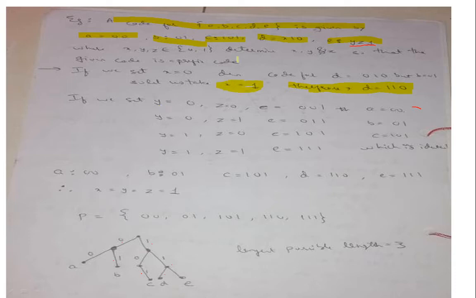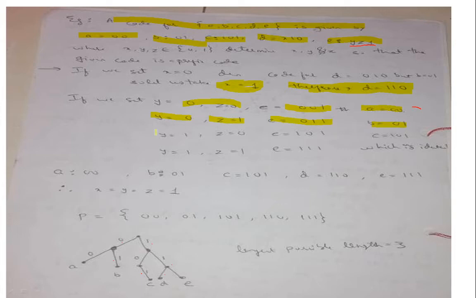Okay, next we need to find the y and z values. Since there are two bits, if I do the permutation and combination, we will get 4 combinations. First, y equal to 0 and z equal to 0: if both are 0, I get E as 001, and I get A as 00, which I already have. Then y equal to 0, z equal to 1, E equal to 011. Again I have B as 01, so let us skip this one also.